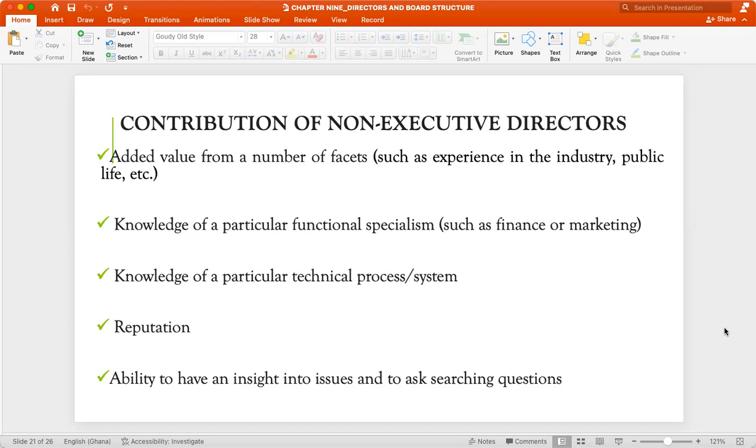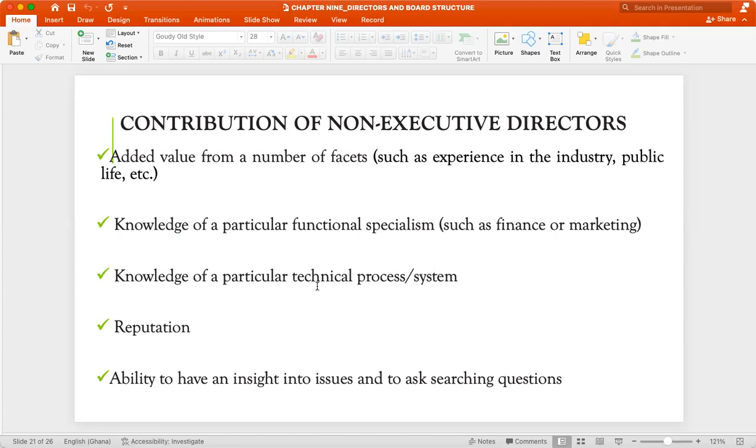So, contributions of non-executive directors. They are considered to add value from a number of facets or areas, such as experience in the industry and their public life. We spoke about their community influence. So they come with a lot to the company and add value to companies. Knowledge of a particular functional specialism: I've explained this already. They will normally pick people with expertise. If there's auditing, they will need people in finance and accounting. If they are interested in marketing, they will pick somebody from that area. So the person comes with expertise in these functional areas of business.